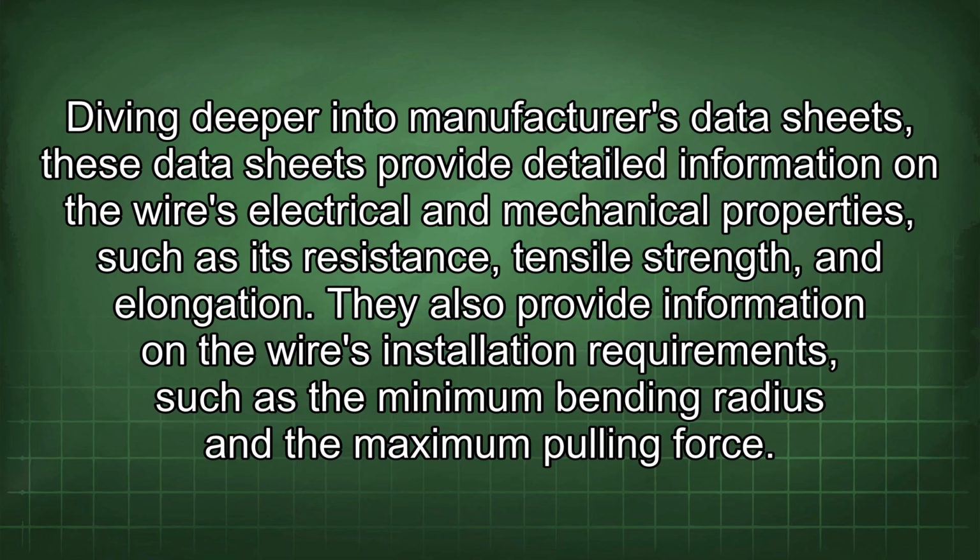Diving deeper into manufacturers' data sheets, these data sheets provide detailed information on the wire's electrical and mechanical properties, such as its resistance, tensile strength, and elongation. They also provide information on the wire's installation requirements, such as the minimum bending radius and the maximum pulling force.